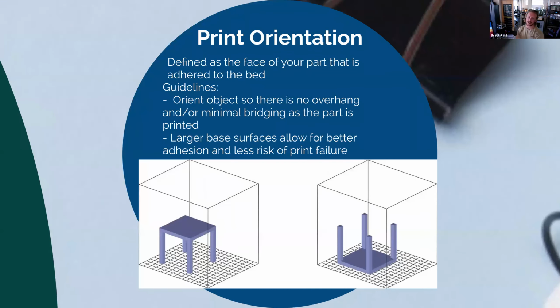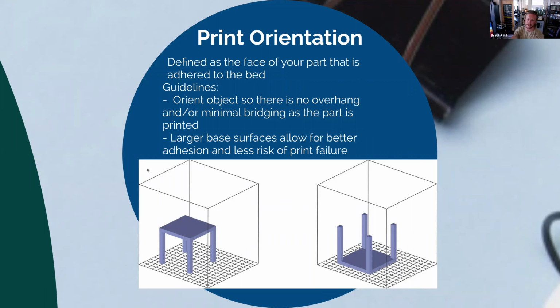Okay, print orientation. It's defined as the face of your part that is adhered to the bed. The guideline here is you want to orient your object so that there is no overhang, or there's minimal bridging as the part is printed.